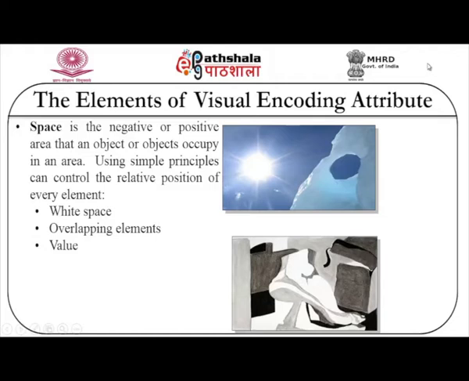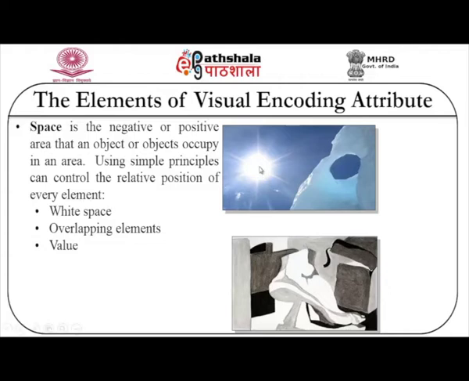Next we look at the elements of visual encoding attributes as such. So space is considered to be an element of visual encoding attribute. Space as such is a negative or positive area that is present in an object and it occupies certain area as such. Using simple principles we can control the relative position of every element. Using white spaces it is possible for us to control the location of each and every element. Using overlapping elements we can control the position of the elements, and using values it is possible for us to control the relative position of various elements that are present in the visual as such.